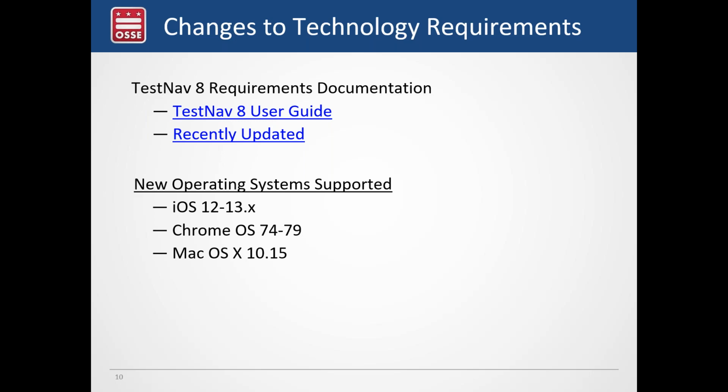As far as changes to technology requirements go, the best piece of advice I can give anybody is utilizing the TestNav 8 user guide. And there's also a recently updated section as well. That is going to be a perfect one-stop shop for any technology coordinator to go to, just to pop out and see what's available. And new operating systems supported this year are iOS 12 to 13.x, Chrome OS 74 through 79, and Mac OS X 10.15.